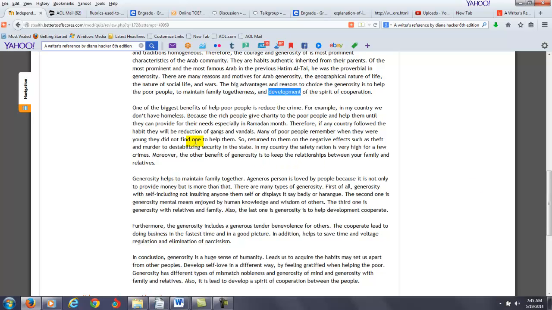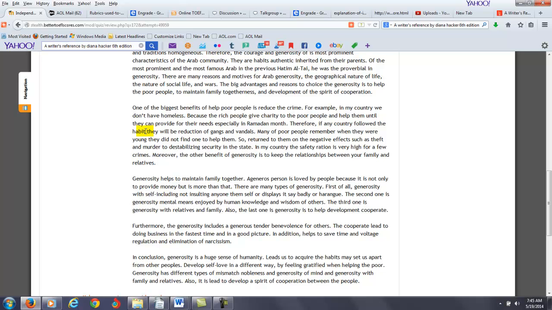Okay, let's take a look at the next paragraph here. Let's just take a look at this particular sentence right here. I'm going to give you some ideas what you can do here. See, if any country followed you say the habits, I would say of giving charity to the poor people, helping. I would say these habits.